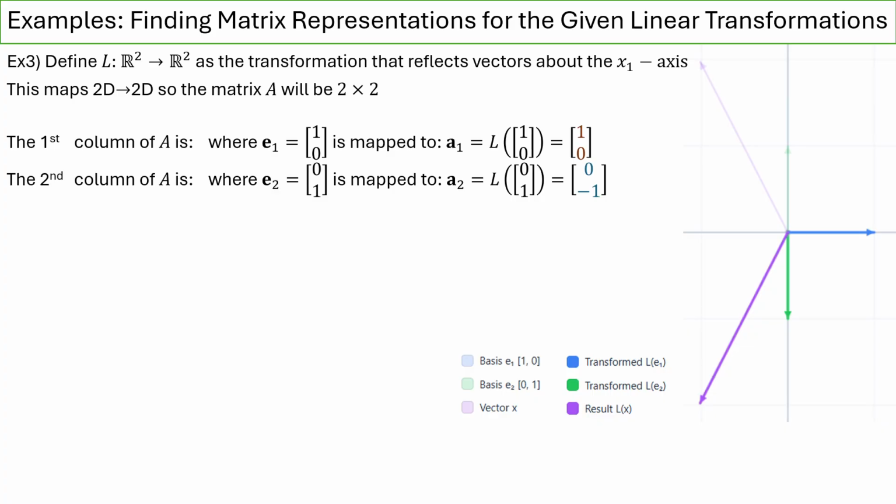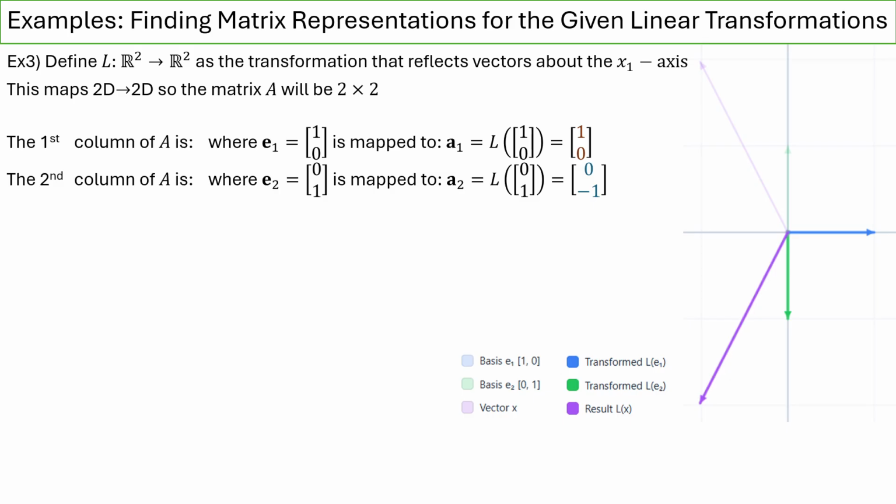Okay, so as always, the secret to finding the matrix is to see where the basis vectors go. First, look at E1, the vector (1, 0). Since it lies exactly on the reflection axis, it doesn't move at all. It maps itself to itself, (1, 0). This becomes the first column of our matrix.